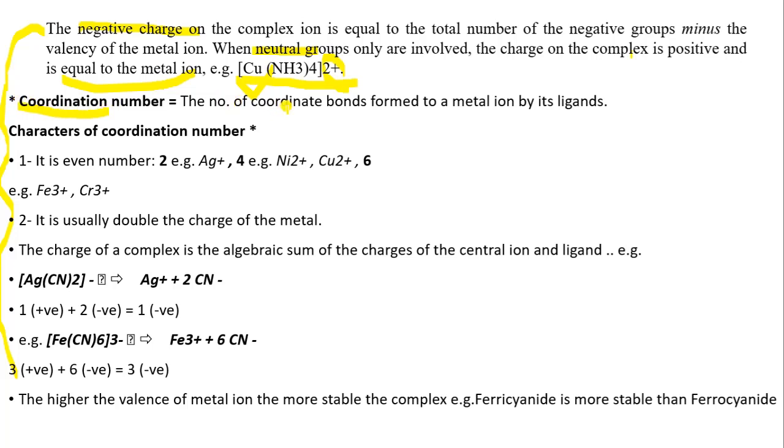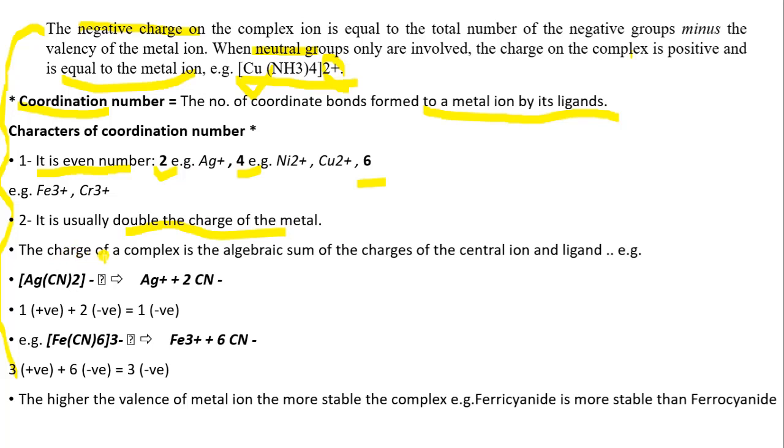So the number of coordinate bonds formed to a metal ion by its ligand is known as coordination number. What are the characters of coordination number? First thing, it is an even number. As I said, it should be 2, 4 or 6. For example, Na+2, Cu+2, Ag+, Fe+3, Cr+3. It is usually double the charge of the metal.